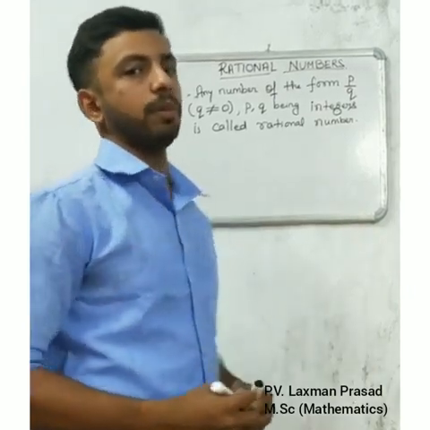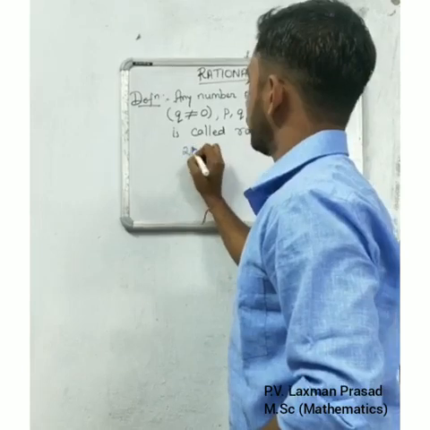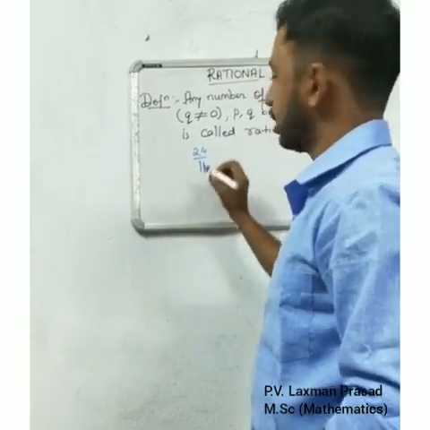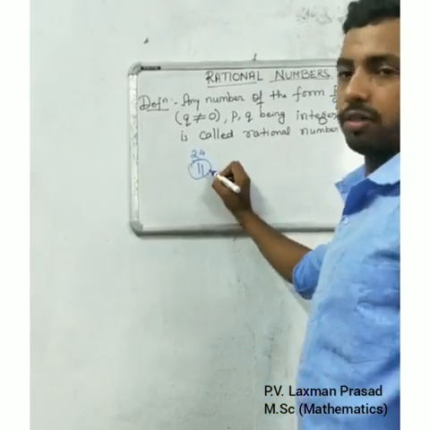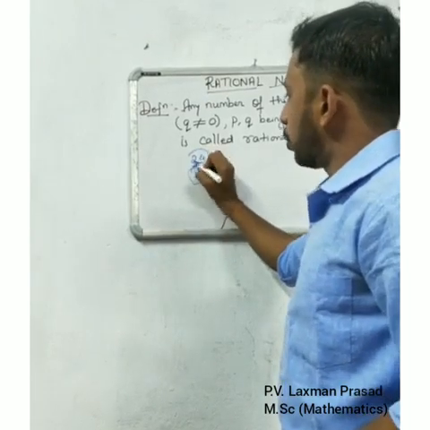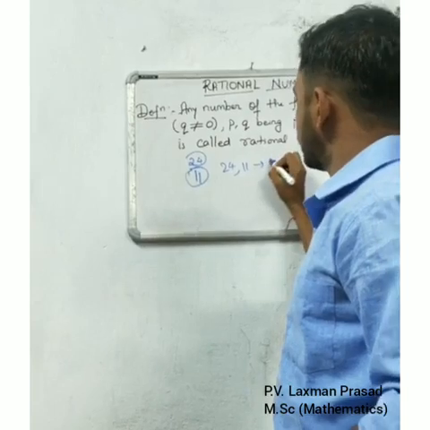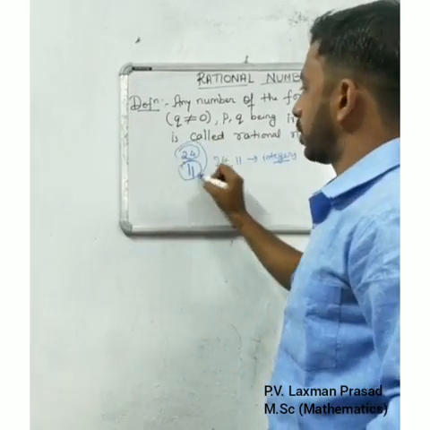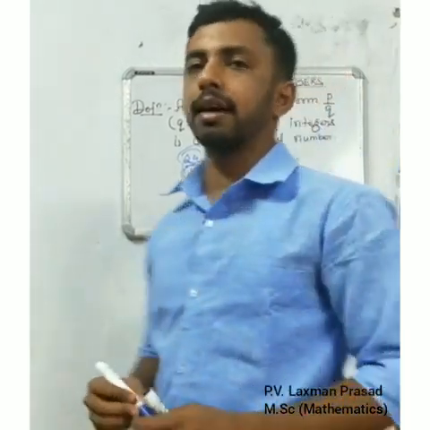Now what do you mean by this? You take any number like 24 by 11. As you can clearly see, the denominator here is 11, which is not 0. 11 is a non-zero number. Here both 24 and 11 are integers. So we will consider 24 by 11 as a rational number. Now let's take another example.